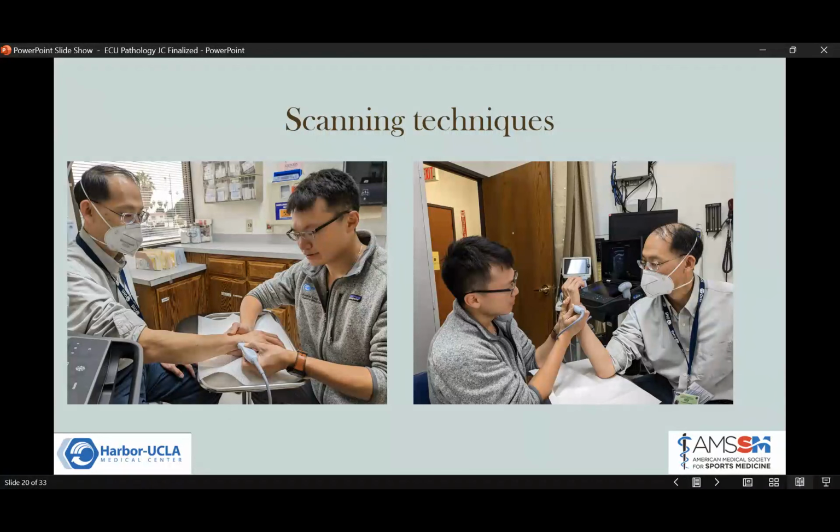This is a nicer ultrasound. Unfortunately, I couldn't use it for the patient. That's a Fuji Sonosite we just bought for Harbor.